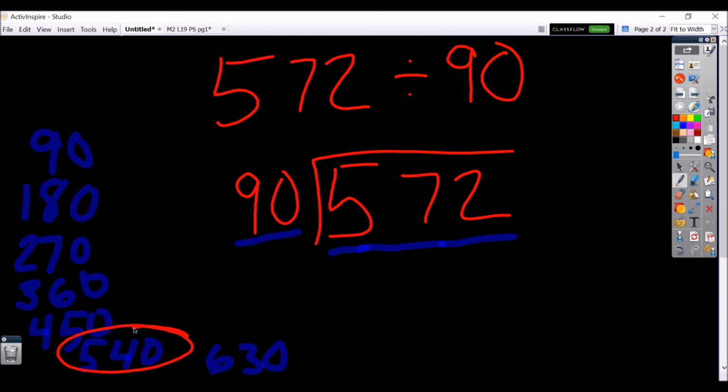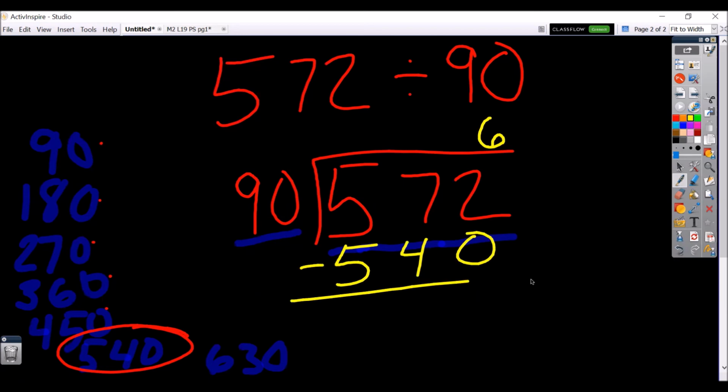Well, that would be 540. Well, how many 90s was that? 1, 2, 3, 4, 5, 6? That was 6 90s. Where on the long division are we going to place that? Well, we were working with 572, so we go to all of that number, and we said that 6 groups of 90 gave us 540 of the 572 to pass out. So we go ahead and subtract that to see what's left over that we couldn't equally group up.